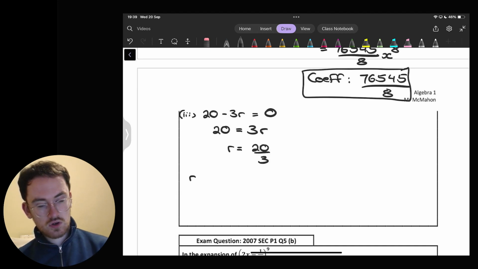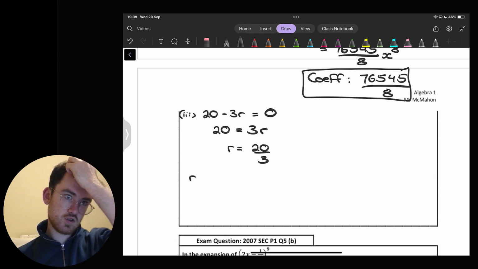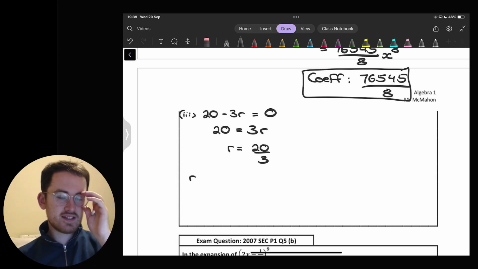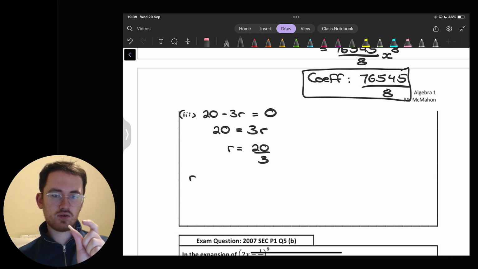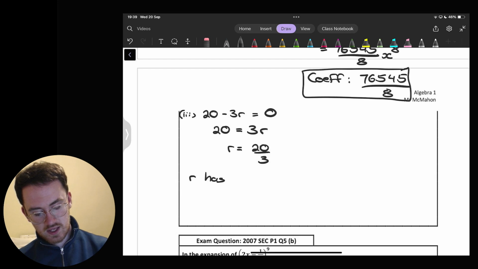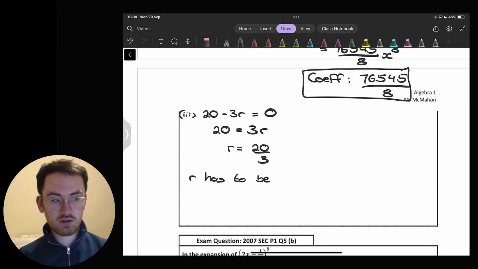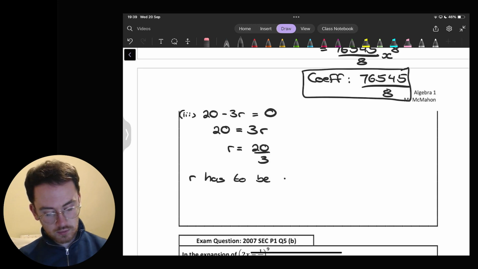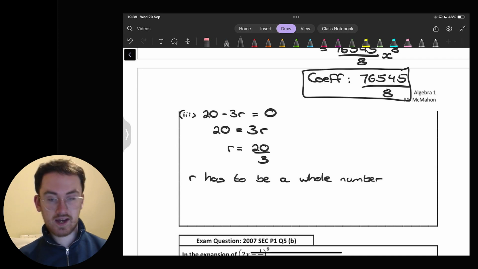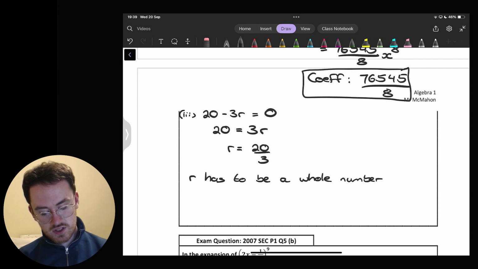And we should know, or we may not have dwelled on it too much there, but from what we were looking at, and the fact that r is always that number at the bottom of our choose function, r has to be a natural whole number. Okay, r has to be a whole number. And in fact, r is always one of our counting numbers, so 0, 1, 2, 3, 4, and so on and so forth. So because it's not a whole number, that tells us there is no term independent of x.